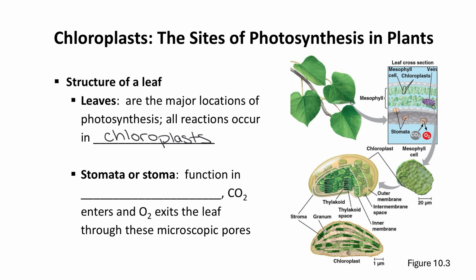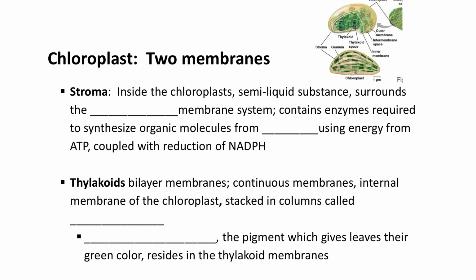The stomata, or the stoma, that we find in the underside of the leaf is going to be the area where gas exchange occurs. So this is going to be the area where the leaf can bring in carbon dioxide, but also release oxygen into the atmosphere through these microscopic pores. If we take a look at the chloroplast itself, we'll see that it's a membrane-bound organelle. It actually has two membranes, an outer membrane and an inner membrane.